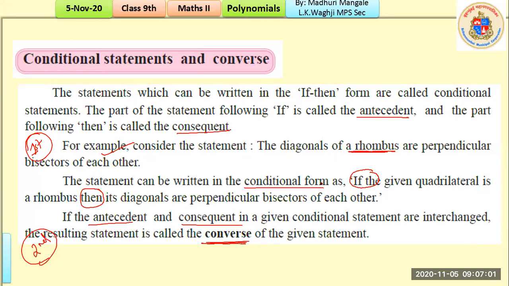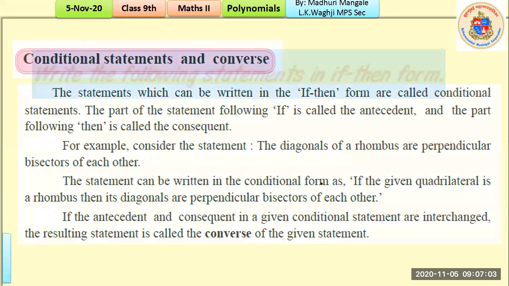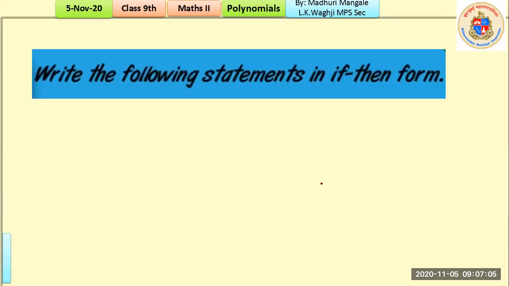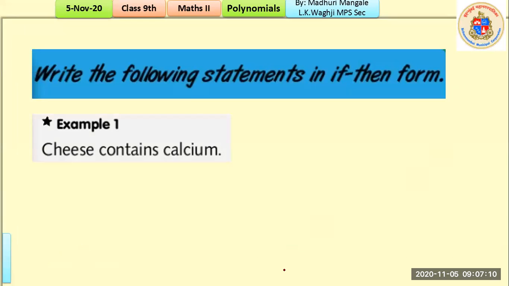Yes. So this is the first type of questions which are asked, that is, write the following statement in if then form. Okay. So the first example here is cheese contains calcium. Okay. So we have to write this statement in if then form.